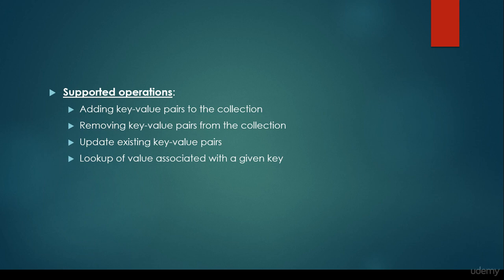So what are the supported operations as far as associative arrays are concerned? We would like to add key value pairs to the collection. We would like to remove key value pairs from the collection. We would like to update existing key value pairs. And we would like to look up a value associated with a given key. This is the so-called search operation.